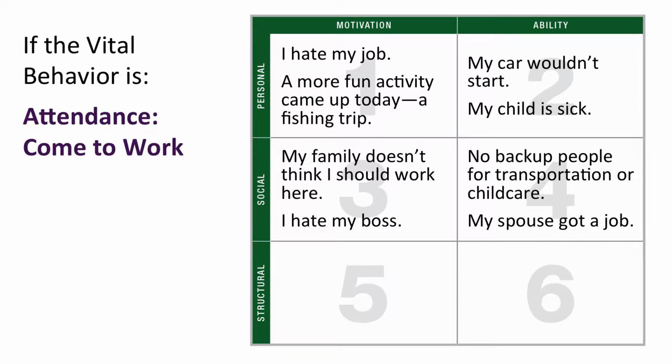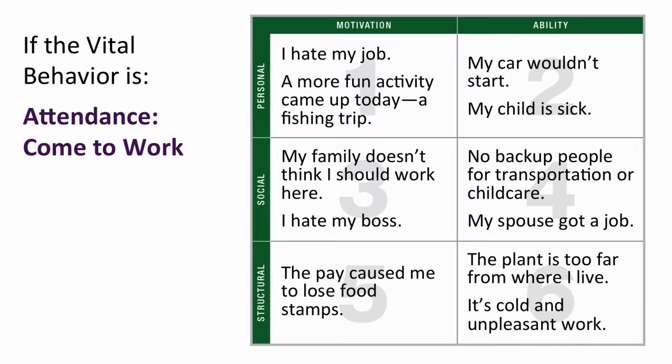And by the way, my spouse got a job, so I don't need to work at the House of Pain. Right? Or down at the structural motivation side, I got just enough pay to cause me to lose my food stamps, and now I can't afford childcare, and so I'm actually better off if I don't work. Right? Or finally, the plant's too far from where I live, and by the way, I'm working in a refrigerator. They keep it in the mid-40s because, hey, we're dealing with fresh meat. So this is all the 6-source model where we're not looking at engagement. We're simply looking at attendance, come to work.